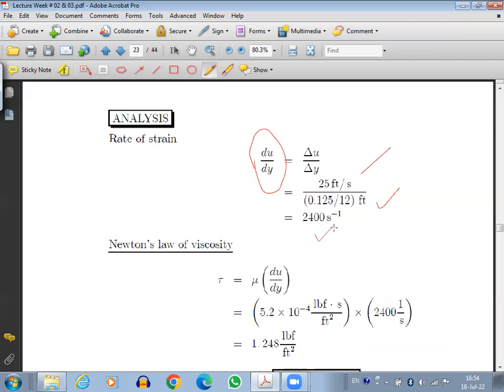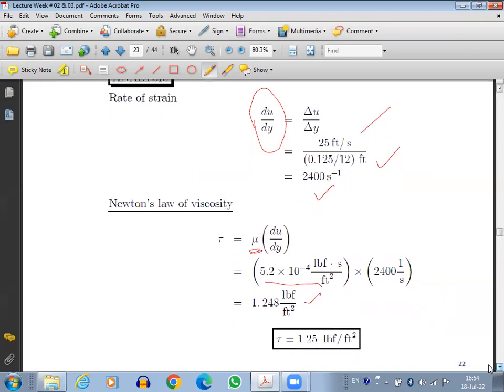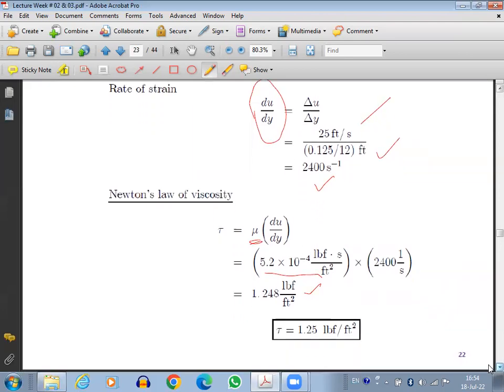So we'll get the value of dv by dy multiplied by the viscosity. So we'll get what is the shear stress. So shear stress is 1.25 pound force per feet square. Is it clear? Anything which is not clear within the solution?